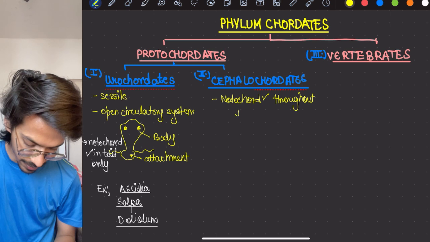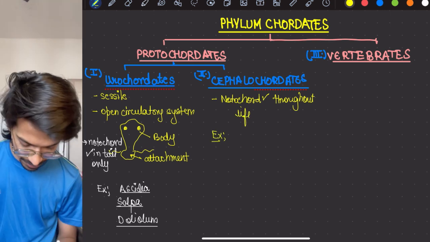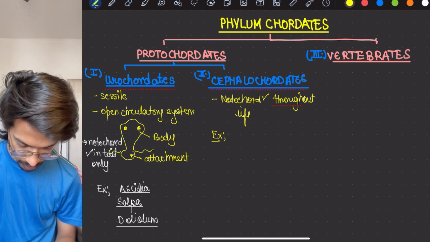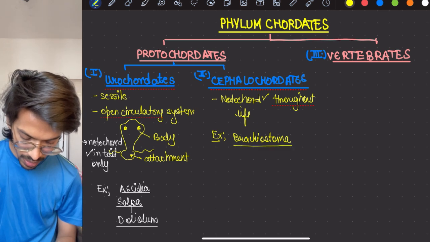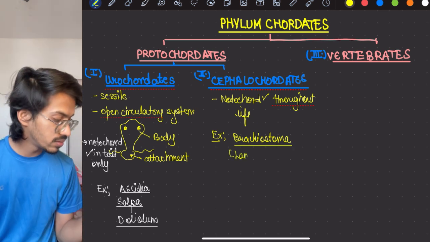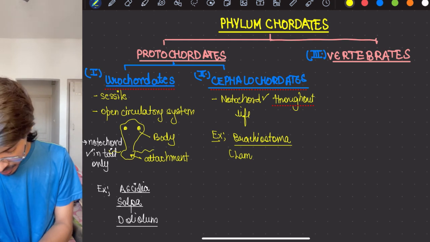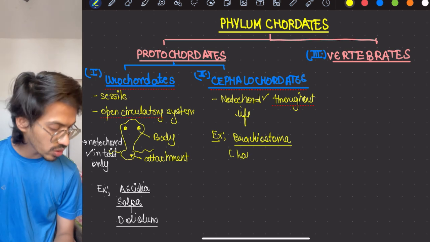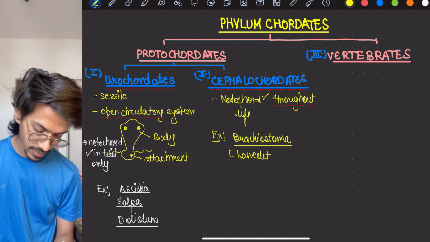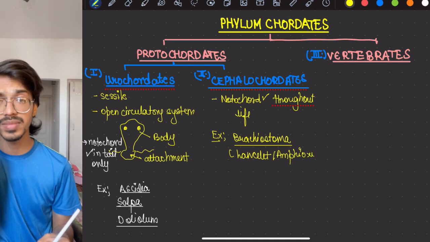Let's see the example. Only one example you have to study, that is Branchiostoma. This is also called lancelet, or amphioxus. That's it, one example done.